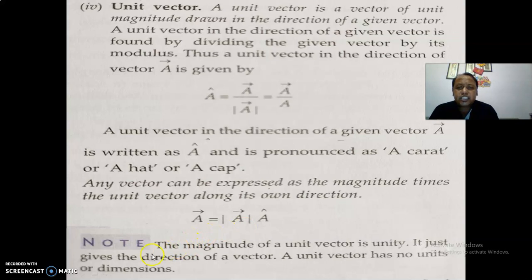Now one more thing which has to be noted, that the magnitude of unit vector is always unity. It is just to give the direction of a vector. Its magnitude is always the same, which is 1. A unit vector has no units or dimensions. We will not represent a unit vector with some unit or dimensions, right?